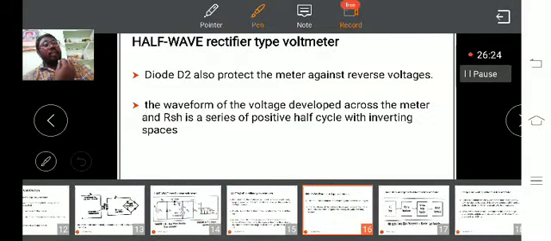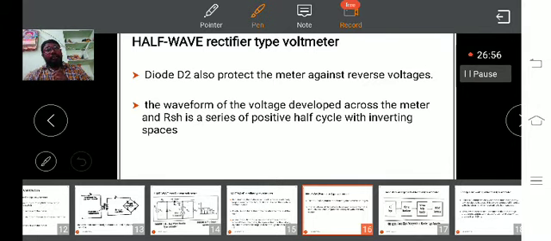This is about the half-wave rectifier type voltmeter. What we are discussing is the rectifier type voltmeter. The basic principle of the rectifier type voltmeter is that the alternating voltage is converted into a series of unidirectional current pulses with the help of the rectifier, that is, converting the AC input voltage into DC output voltage.